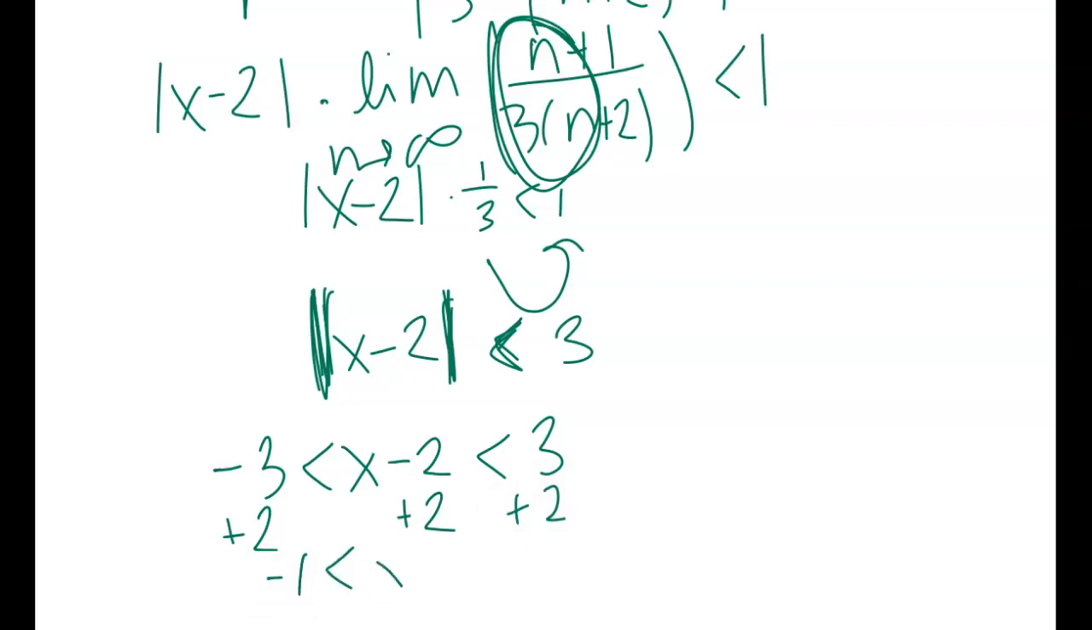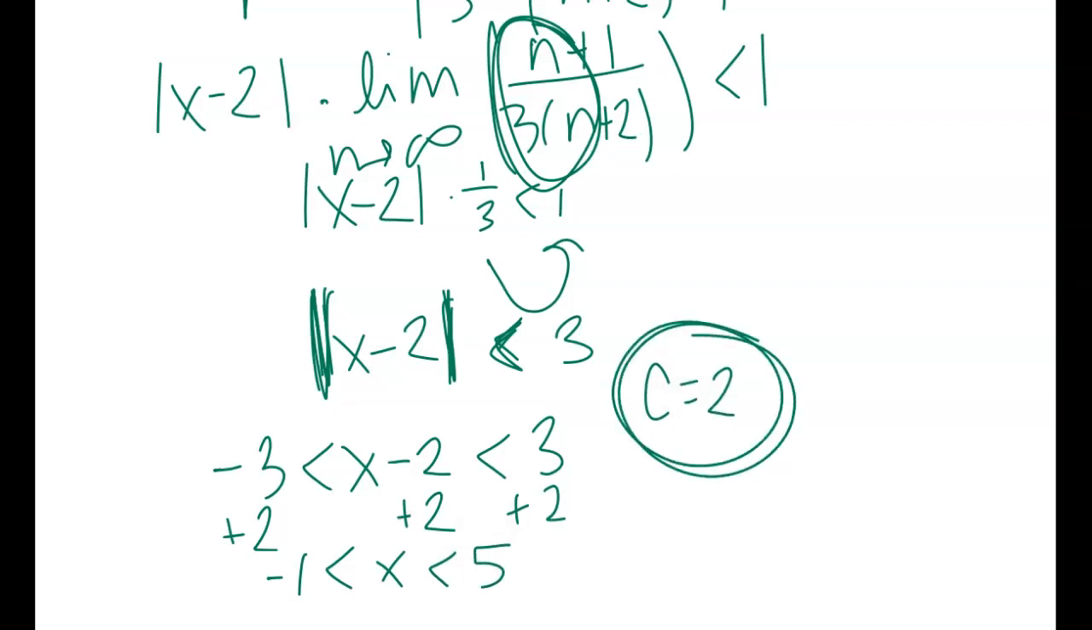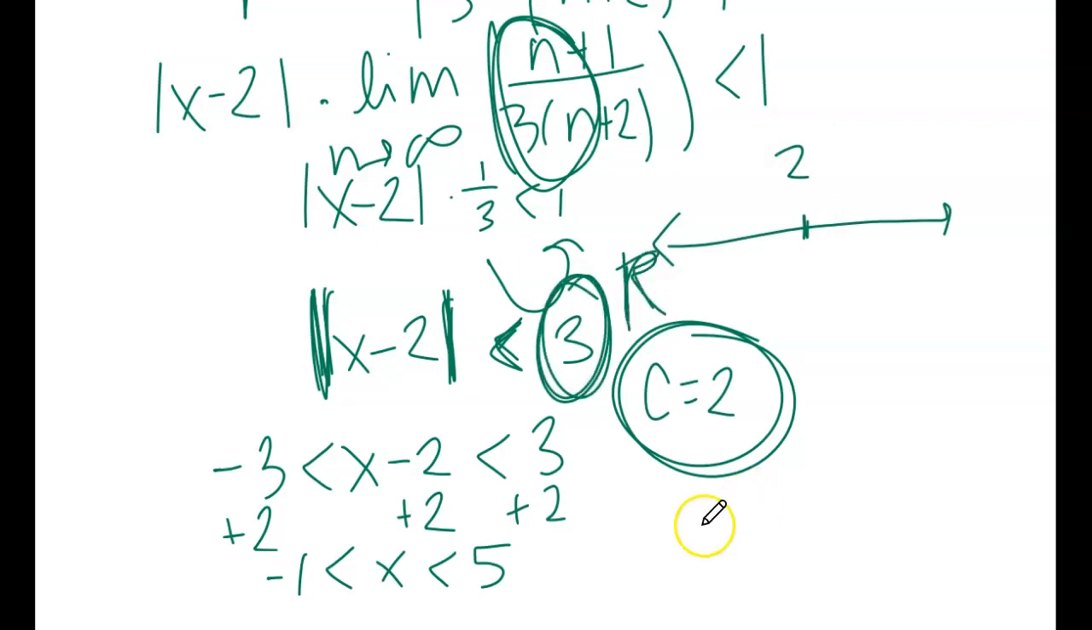And then we can add 2 to figure out what that interval is. So -1 to 5. Now this is centered at 2, right? If you go back to the very beginning, x minus 2 means this is centered at 2. So if you look at a number line, and my center is at 2, this is my radius. If you go back to our definition, |x minus a| less than r, your radius is 3. So you need to go 3 this way. You need to go 3 this way. And that is your potential radius of convergence.